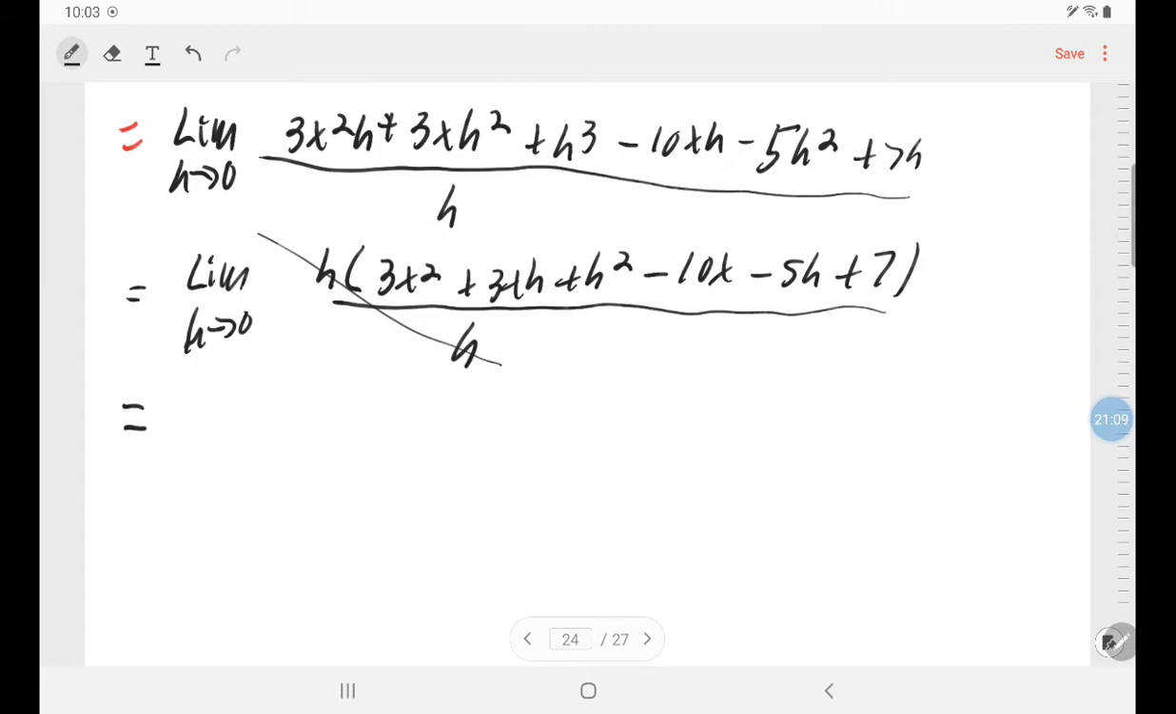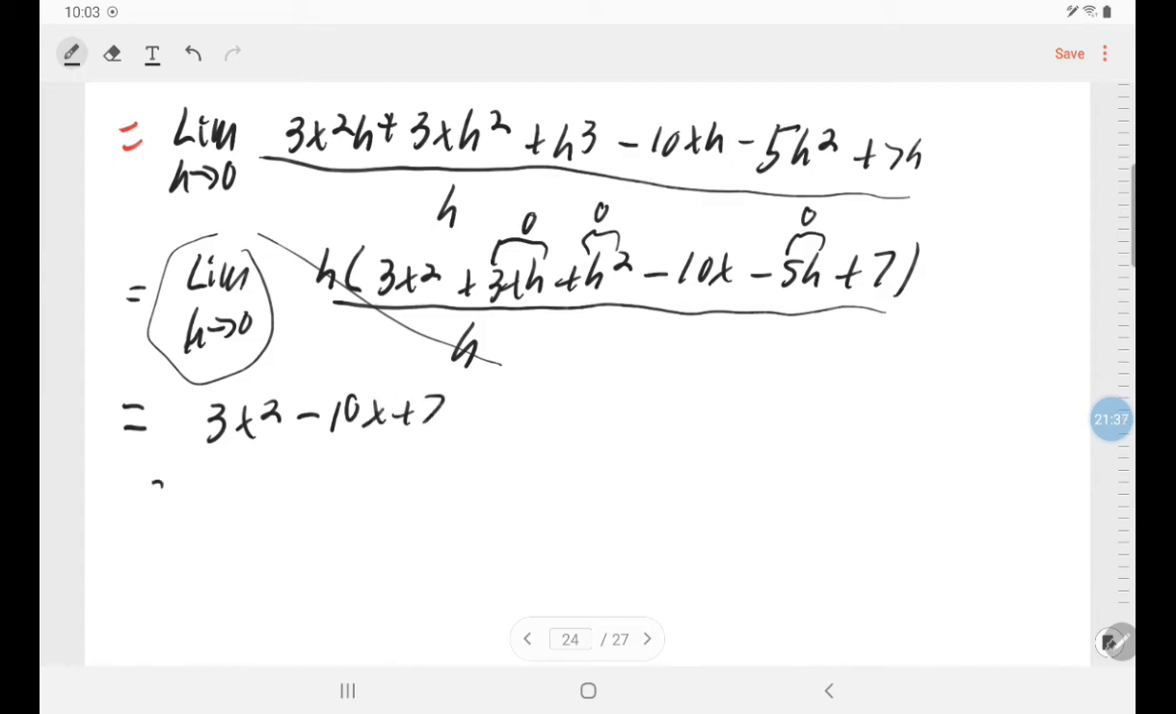So what I'm left with then is I'm going to go ahead and actually evaluate the h in here. So that's going to give me a 3x squared. And every term with an h in it, this one, that one, and that one, since h is 0, they're going to 0 out. So I get 3x squared minus 10x plus 7. So my f prime of x is 3x squared minus 10x plus 7.